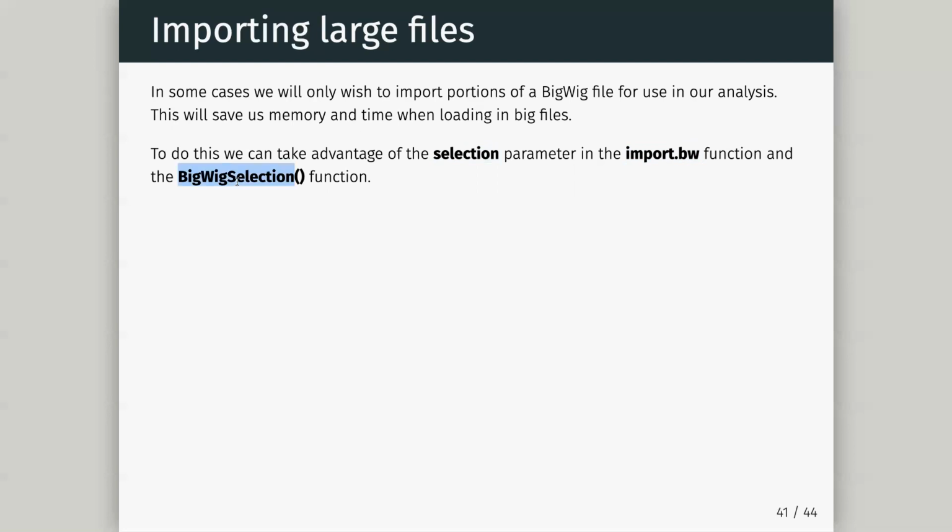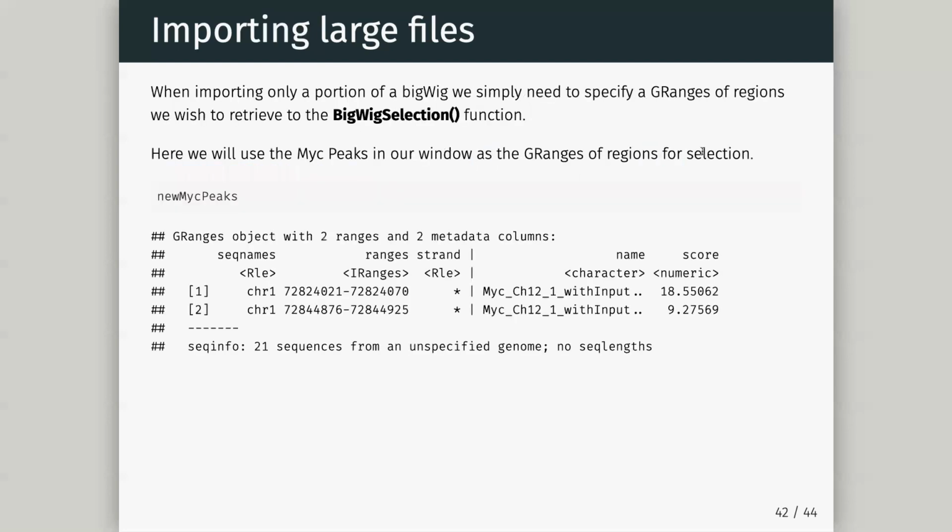Okay. We're also going to need a new function, bigwig selection. This is actually going to create a selection object, which we will pass to the selection parameter inside the import.bigwig function. So, to import only a portion of a bigwig, we simply need to specify again the GRanges of regions we wish to retrieve to this bigwig selection function.